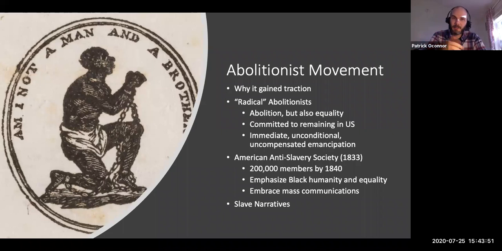Another cause of the abolition movement's rise was something called the market revolution. Basically what that meant was a series of economic and technological and infrastructural changes, beginning especially in the 1810s and 1820s, that bring people's lives so much closer together, even if they live at great distances, right? This is the age of the Erie Canal. It's the age of the first steamboats. It's the age of the first railroads.